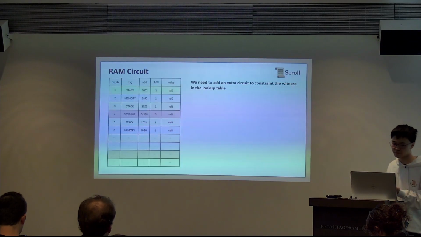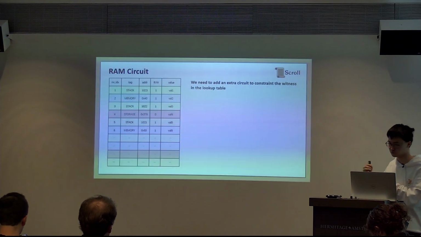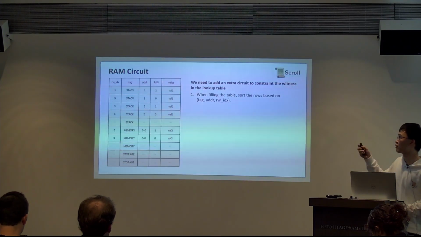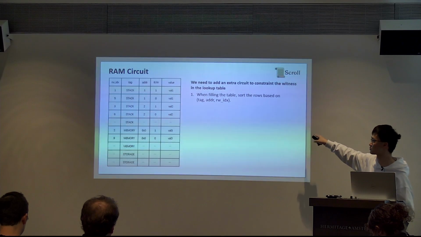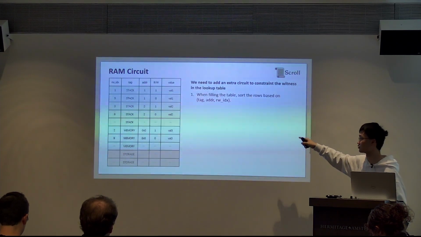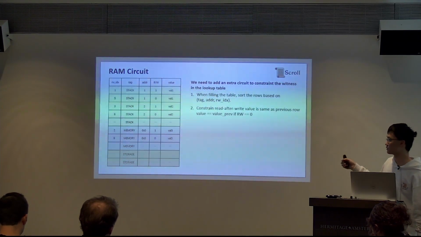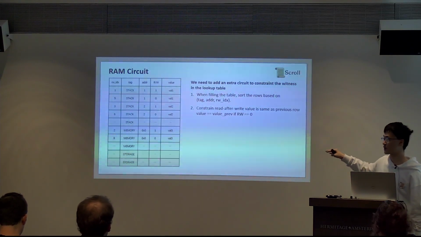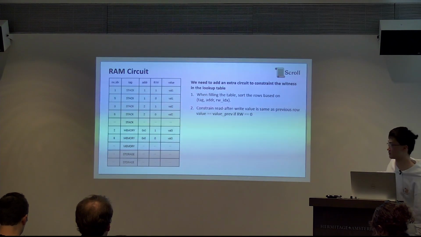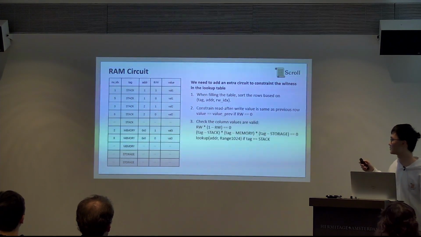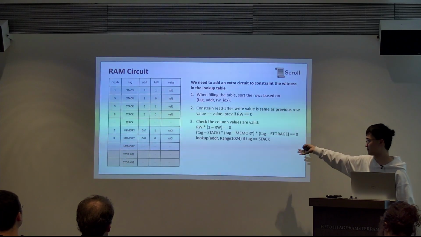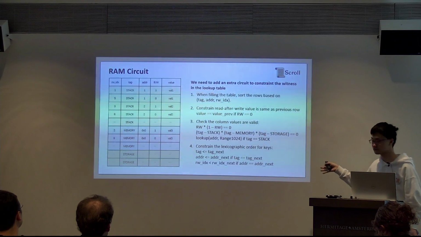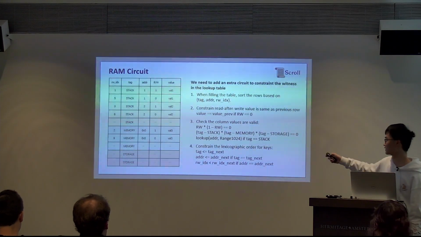But the problem is that when you need to prove for stack, you need to prove that it's consistent with previous stack operations. So you need some sorting. When we are filling the table, we sort the rows based on tag, address, and read-write index. Then we can more easily prove that the previous read-write value is equivalent to the value you are using now, because the address and the tags are consistent. And you need to prove that the column values are valid, because for example there are just three tags and all those things. And you need to prove some other related variables.